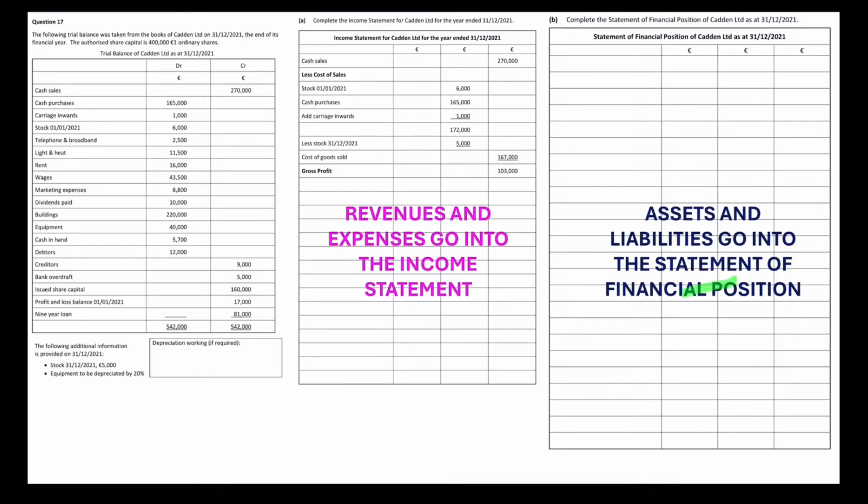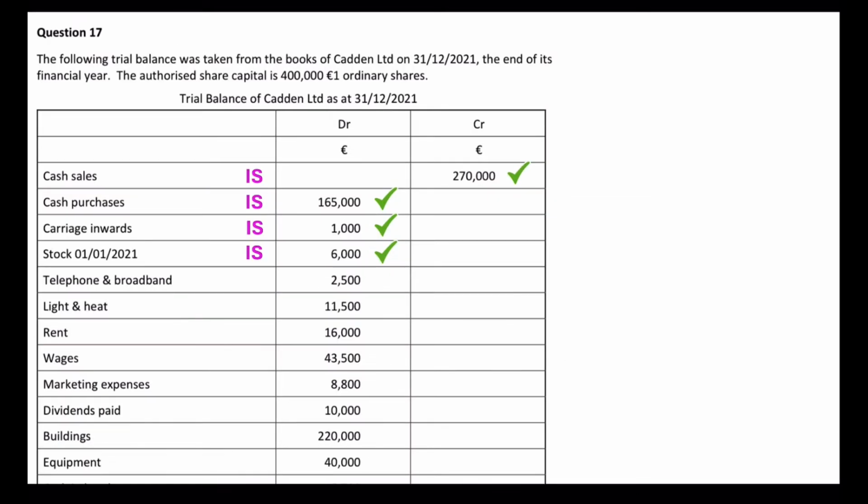So, as you saw, sales, purchases, carriage inwards, opening stock, and closing stock down the bottom were already used. We're going to decide where everything else goes. So, telephone and broadband is an expense, so that'll go into the income statement. Light and heat is an expense, so that'll go into the income statement. Rent is an expense, that'll go into the income statement. Wages is an expense, that'll go into the income statement. Marketing expenses is an expense, that'll go into the income statement.